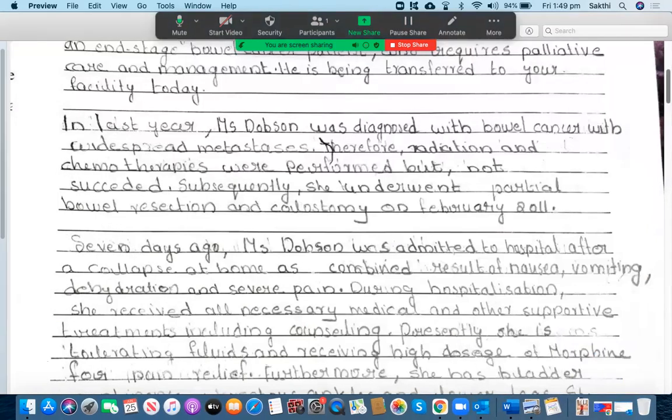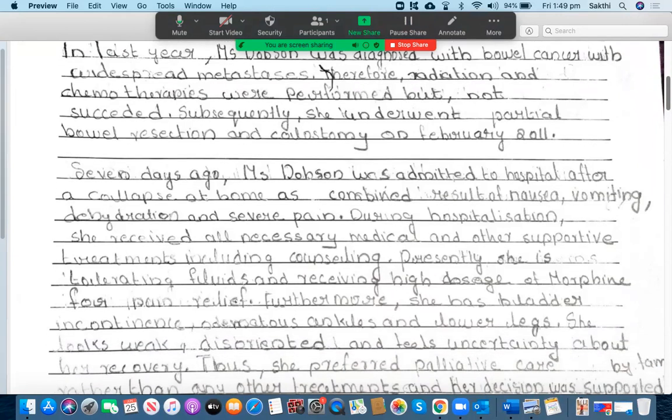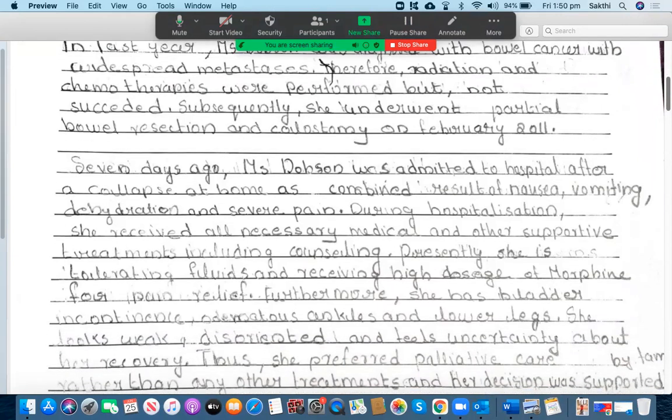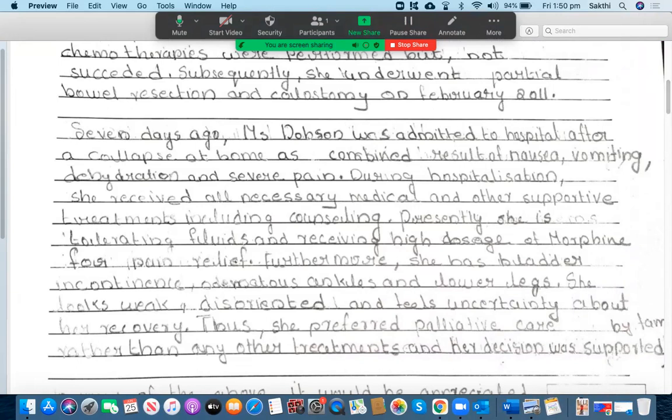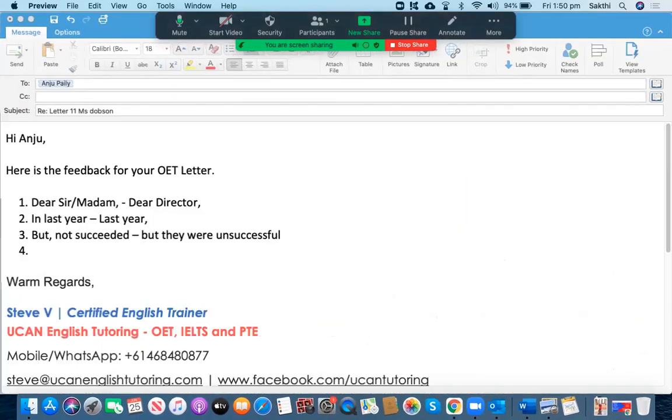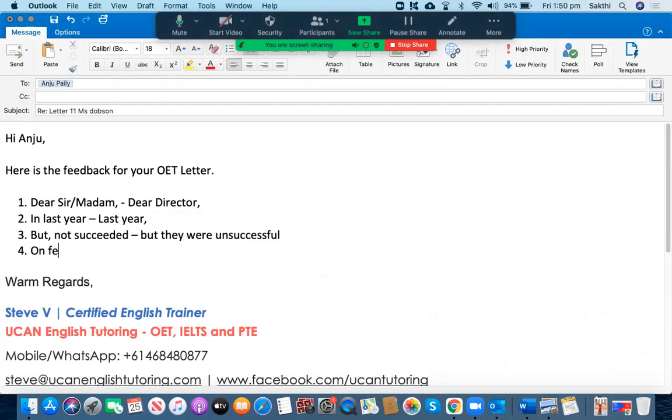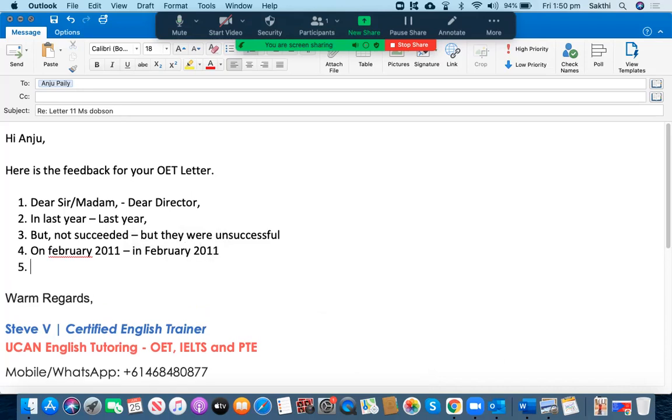Subsequently, she underwent partial bowel resection and colostomy on February 2011. That's wrong. See, for the month and year, you cannot use on, but you can use in. And the other issue with your letter is that you can't use a small letter, small f, when you write down the month over there. So it should be in February 2011. Okay, that's how you should have written it.